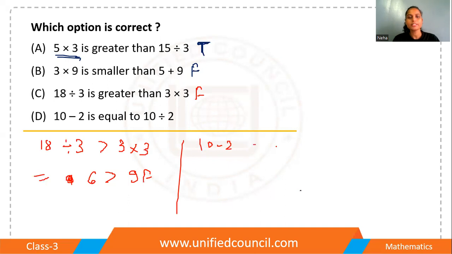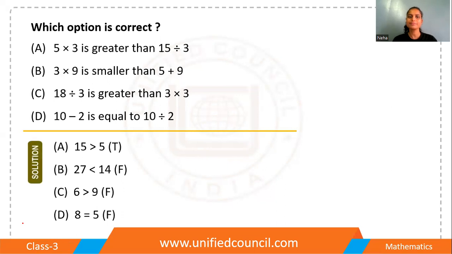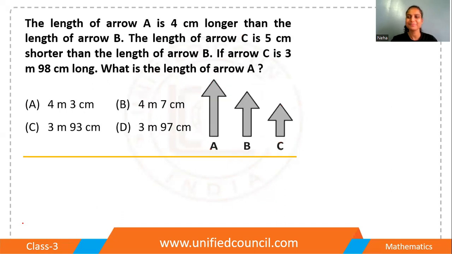10 minus 2, it is equals to 10 divided by 2. Okay, so 10 minus 2, this is 8. 8 is equals to 5. This statement is false. 8 is never equals to 5. So I can see only one option is correct, which is option A. Rest options are incorrect options. Okay. Alright, this is the solution for this question. Let's move to the next one.